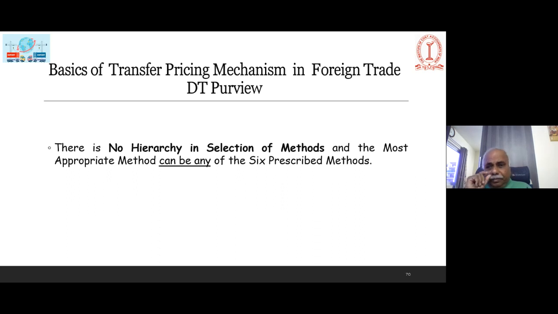There is no hierarchy in the selection of methods, whether to go for the first method or the second. The most appropriate method can be any of the 6 prescribed methods. But 6 are prescribed; it doesn't mean it is not obligatory to follow a method.